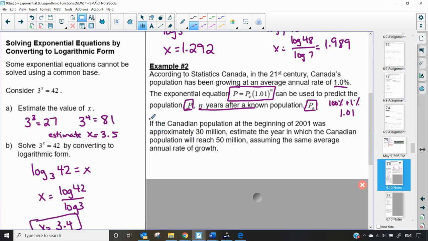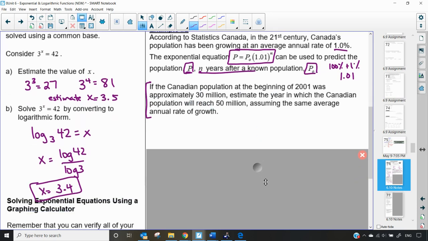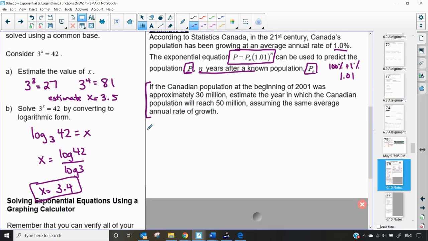Now the actual question says, if the Canadian population at the beginning of 2001 was approximately 30 million, estimate the year in which the Canadian population will reach 50 million, assuming the same average annual growth rate. Well, we start by labeling our variables. Our initial population PO is 30 million. You can write 30 million like 30 with 6 zeros, however, because both are in millions, we can just write PO as 30 and our new population as 50. And then we're being asked how many years it takes.